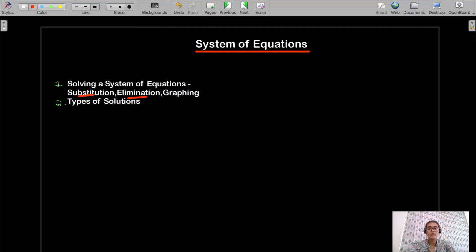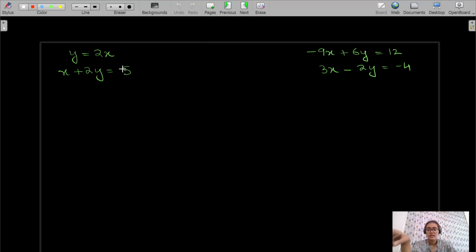Okay, so I'm gonna take two questions. Here I have a system of equations, and before we start how to solve it, how will you actually determine that this particular question is testing you on the concept of system of equations? Well, it's very simple. Whenever you see two equations like this, you should make sure that this question is testing you on system of equations, because you have two equations, so that makes a system of equations.